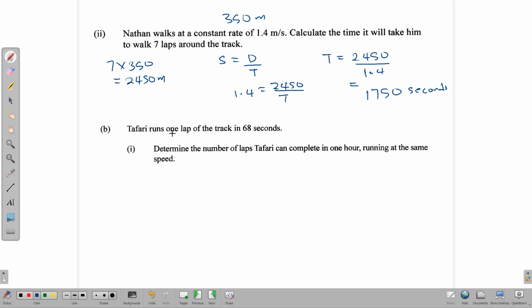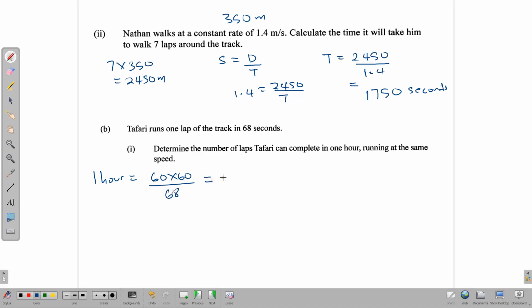Now it says another person, Tafari, runs 1 lap of the track in 68 seconds. Determine the number of laps Tafari can complete in 1 hour running at the same speed. So how many seconds are in an hour? 1 hour is equal to 60 times 60. That's 60 seconds to a minute, and 60 minutes. And he's going to run one lap in 68 seconds.